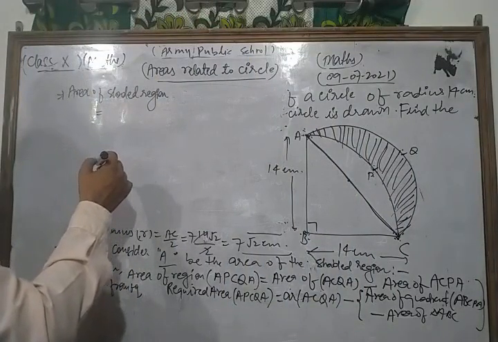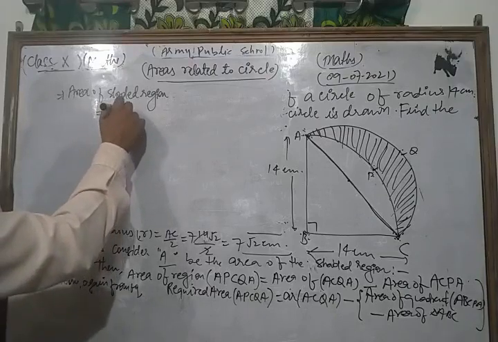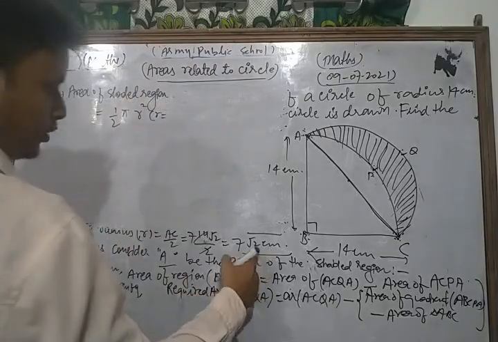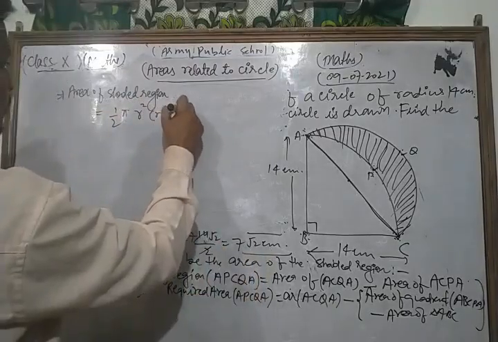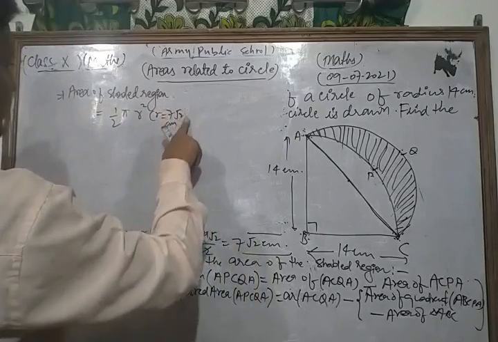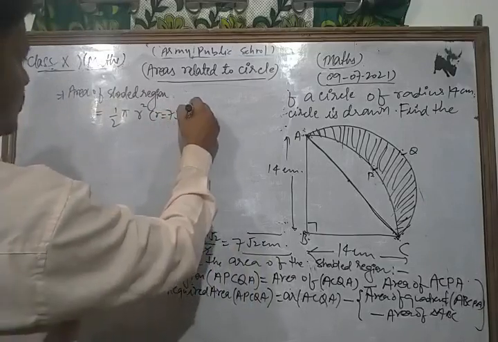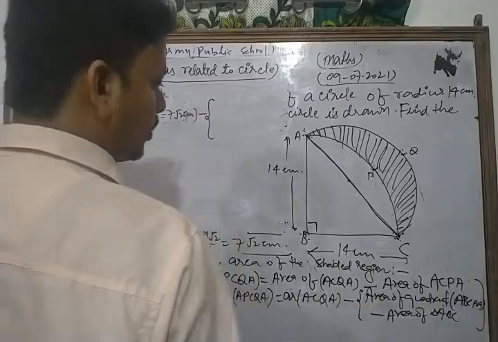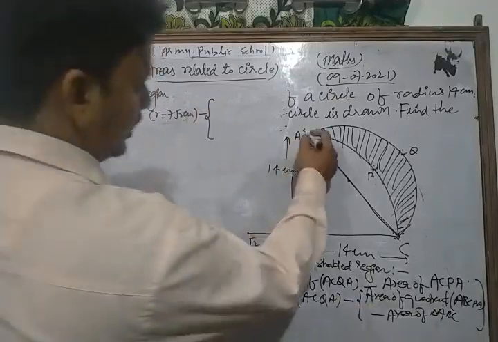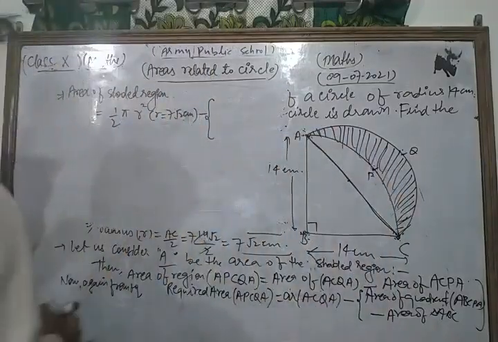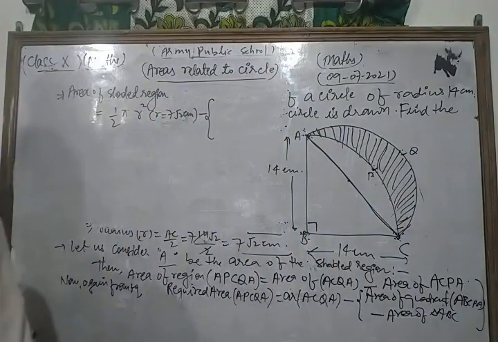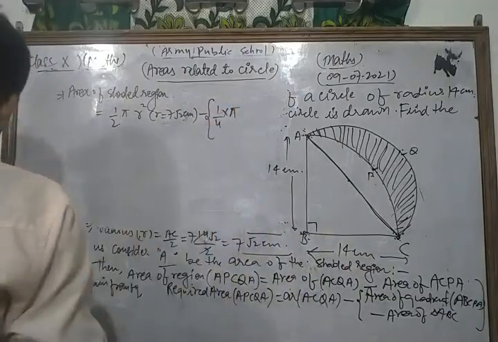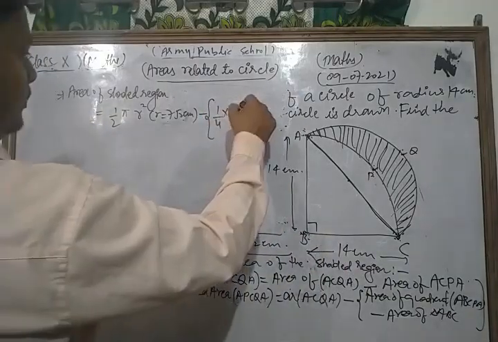Pi r square by 2. So 1 by 2 pi r square. Here r is equal to 7 under root 2 centimeter. Minus, in bracket, area of quadrant ABCPA. So 1 by 4 pi r square.